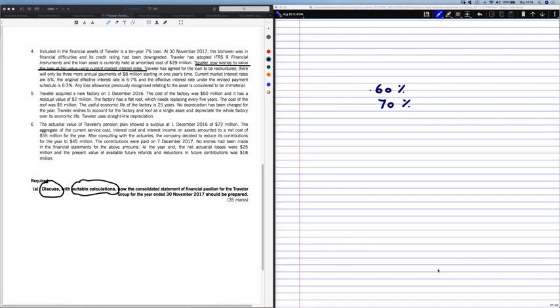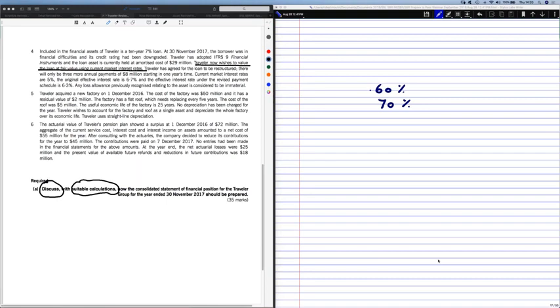Does it say anywhere within this note that the business model has changed? Does it say anywhere that the objective for holding the asset has changed? No, it doesn't. And so therefore, it seems to me that this asset must remain at being measured at amortized cost.